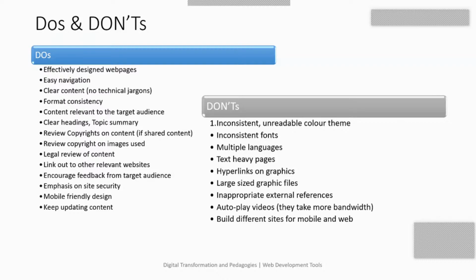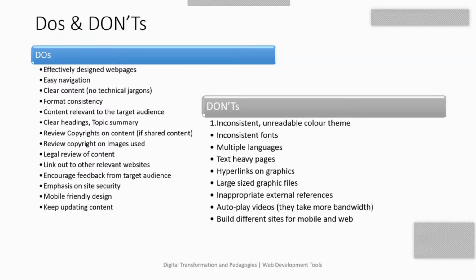Some of those don'ts, sorry for the typo: the first one is an inconsistent and unreadable color theme. They should not have multiple colors zigzagging around. Sometimes people can be put off by that particular theme. Inconsistent fonts, multiple languages. You might want to think about which language you want to target. If it's English, it's English. Within English, you have multiple variants, English UK, English US, and so on. Or in Indian languages, you have multiple regional languages, so you have to understand if you target the content in that particular language, so you can have localization aspects defined.